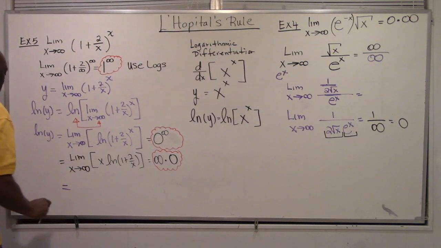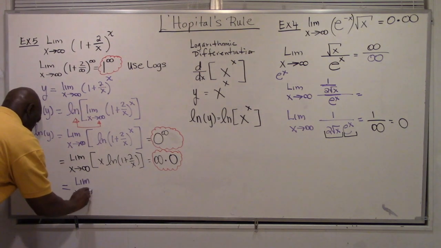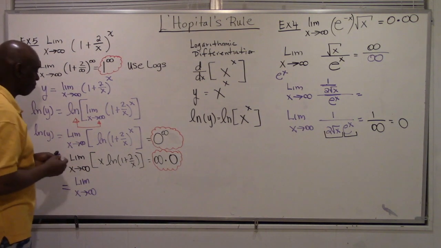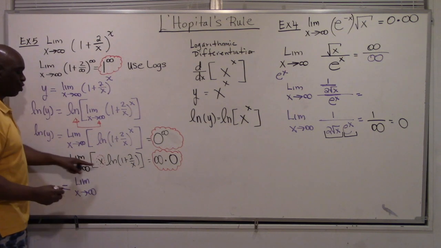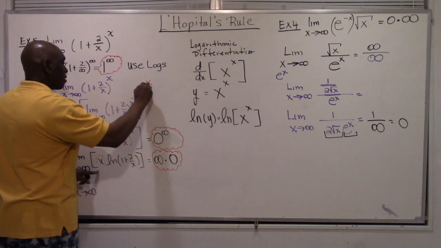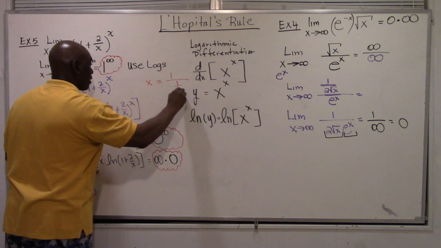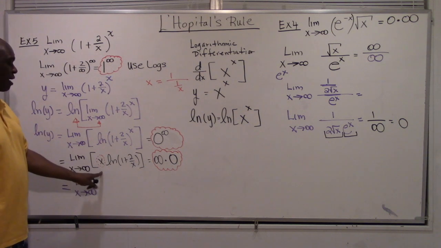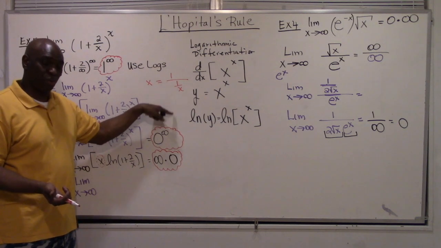Equals the limit as x goes to infinity. Ladies and gentlemen, you see this x right here? I want you to know that x is the same thing as 1 over 1 over x. There's your rewrite, right there. That's how you're going to rewrite this x, as 1 divided by the quotient 1 over x.